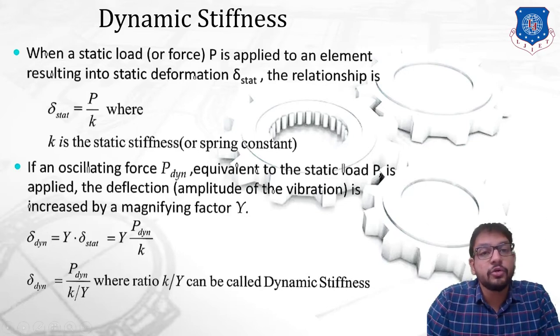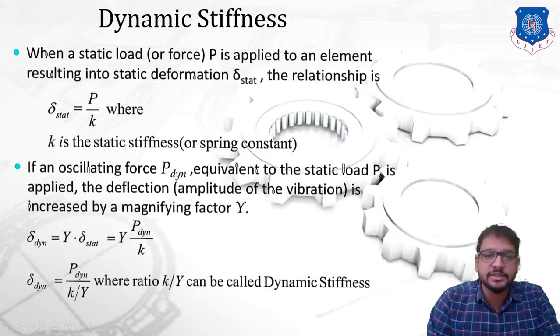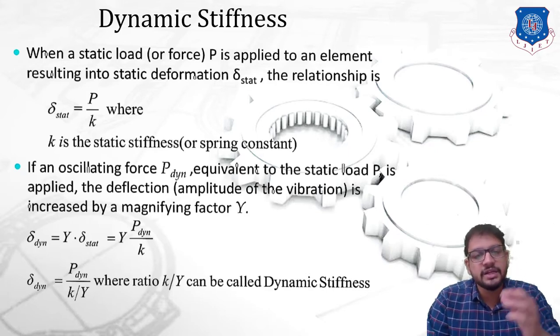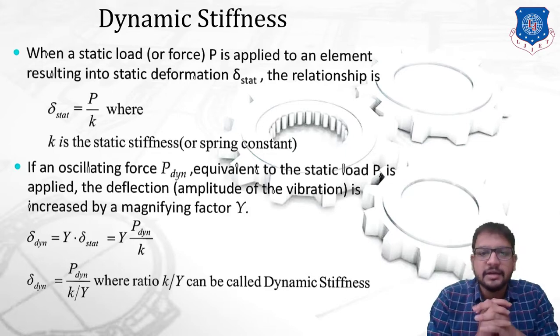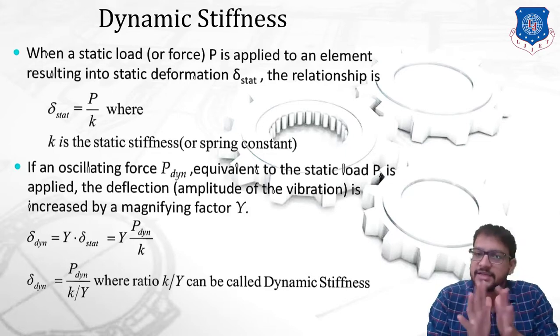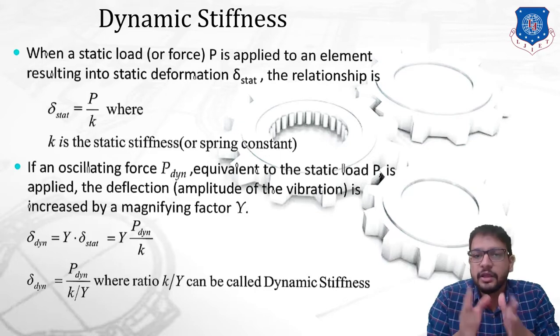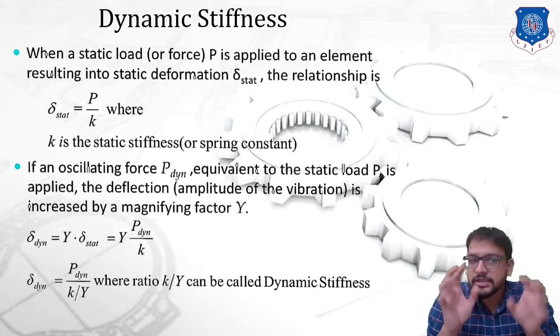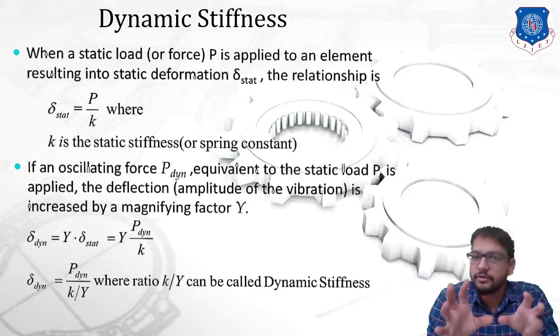When a static load or force P is applied to an element, resulting in a static deformation, let's say it is denoted by delta stat, which means the displacement is delta stat. Remember, the equation for this becomes delta stat is equal to P upon K, where P is the load and K is the stiffness, the static stiffness or spring constant. This equation is for a static deflection or static deformation.